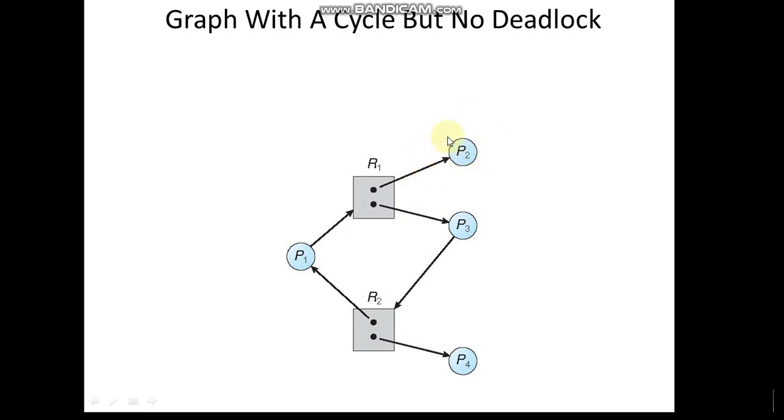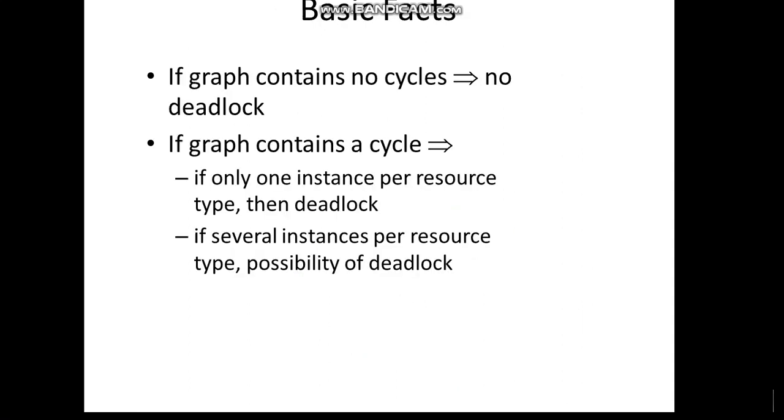P2 is able to continue. P2 is not requesting anything, so even though there is a cycle here, once P2 completes, it can release the resource to P3 and that can be used further. So this is how we can use a resource allocation graph to check whether there is a deadlock or not. But having a cycle does not always mean there is a possibility of deadlock.